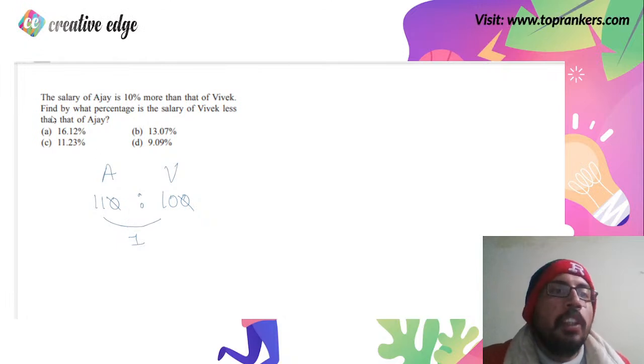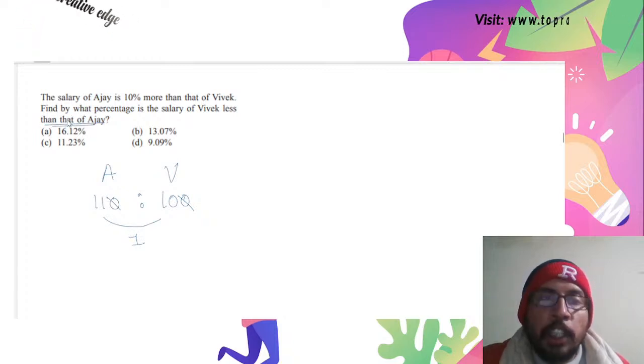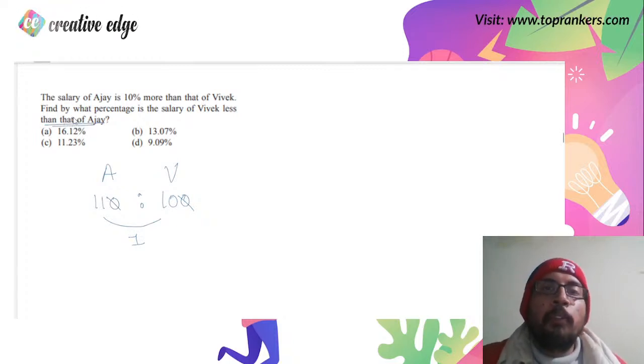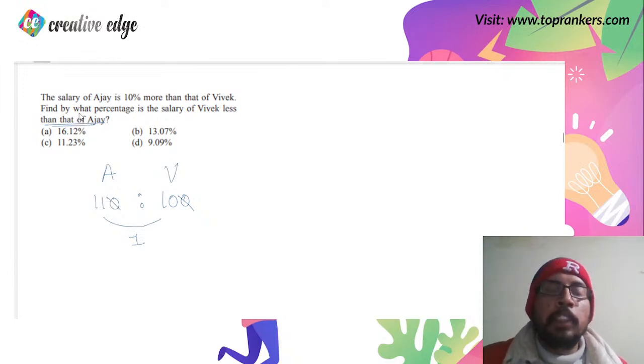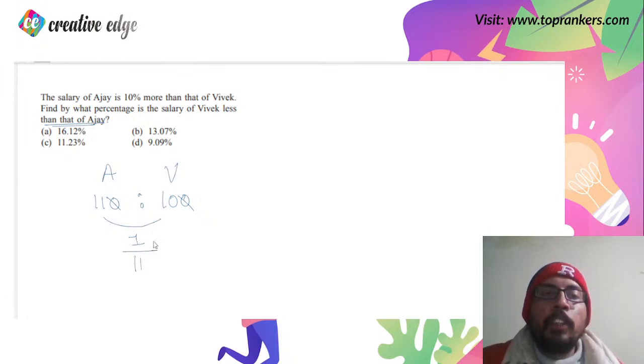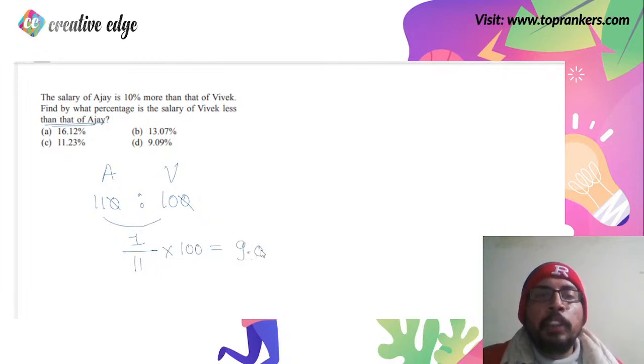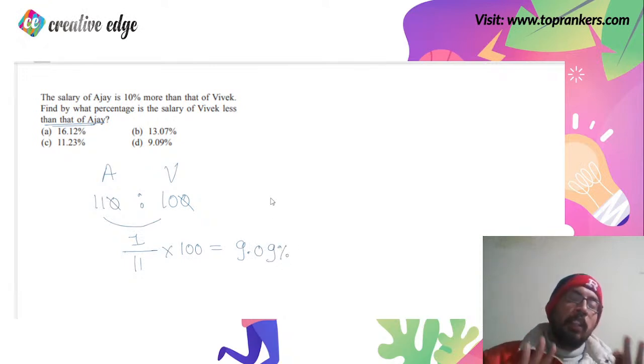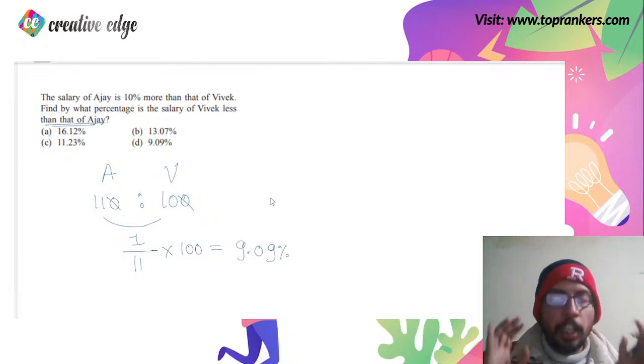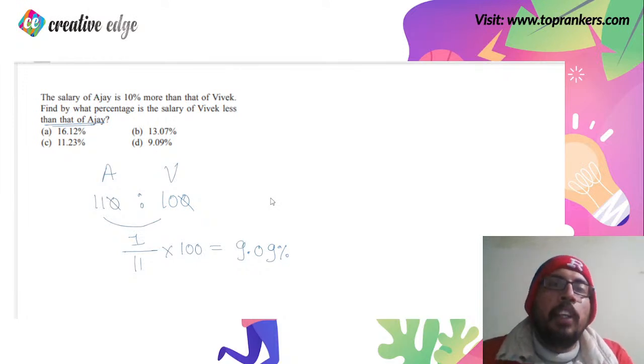But what the question reads, find by what percent is the salary of Vivek less. So 1 unit is less than that of Ajay. That means comparison is done with Ajay. So with whoever we have comparison with, we take that person in the denominator. So Ajay will be in your denominator. So 1 by 11, and you have to find percentage. So that is going to be 9.09% is our answer.